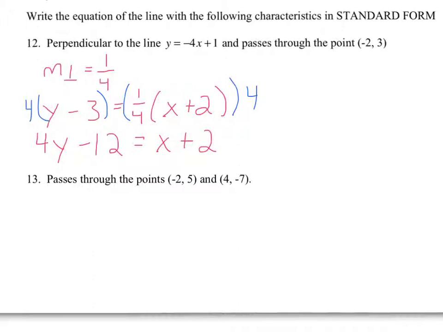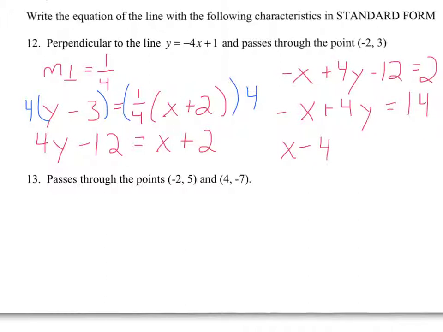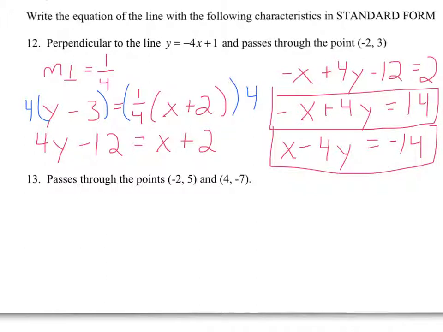So now we need to get the x and the y on the same side. So I'm going to subtract x to the other side. So I have negative x plus 4y minus 12 equals 2. I'm going to add the 12 to the other side to get negative x plus 4y equals 14. Usually we see that in standard form that the first term is positive. So if you have the answer x minus 4y equals negative 14, that would work as well. So both of these answers are correct and acceptable.